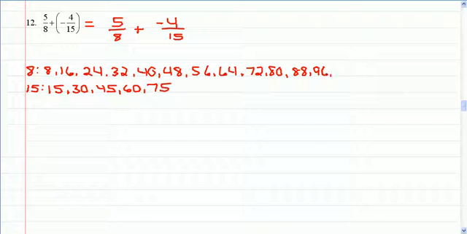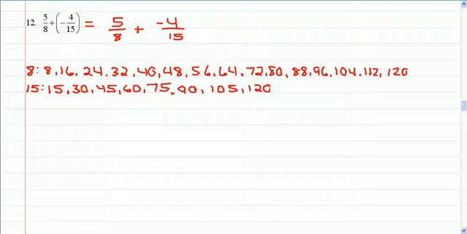96, 104, 112, and 120. For the 15 list, hopefully we'll get a match. And it looks like we have a match with 120. So that means that the least common denominator is equal to 120.